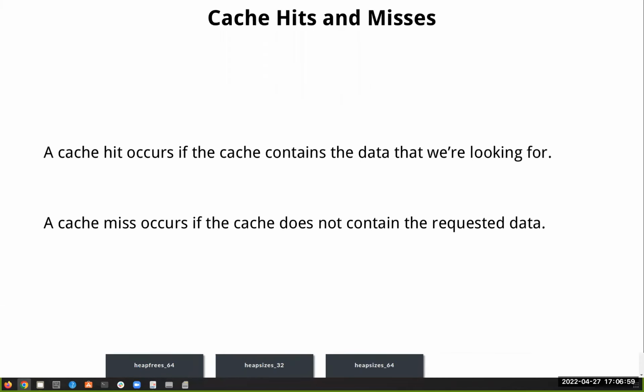So we talk about 2 important concepts here, very easy to understand. One is called cache hit, another is called cache miss. So we call it a cache hit if the cache contains the data the CPU is looking for. So cache hit is a good thing. It means the CPU only needs to go to the cache to retrieve the data. Doesn't need to go to another layer of memory like the DRAM.